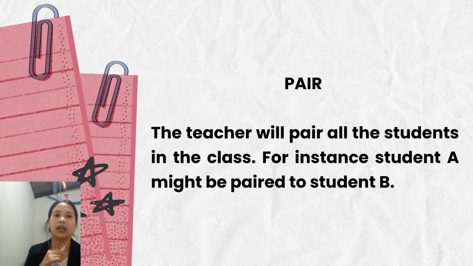Pag-abot sa pairing, the teacher will pair all the students in the class. For instance, student A might be paired to student B. Pero again, dili sa tanang panahon nga si student A ma-pair kay student B. Pwede i-pair ni teacher si student A kay student C and si student B kay student D. Again, depende na siya sa strategy ni teacher sa pairing. Or unsa niya pag-pair ang iyang mga estudyante.